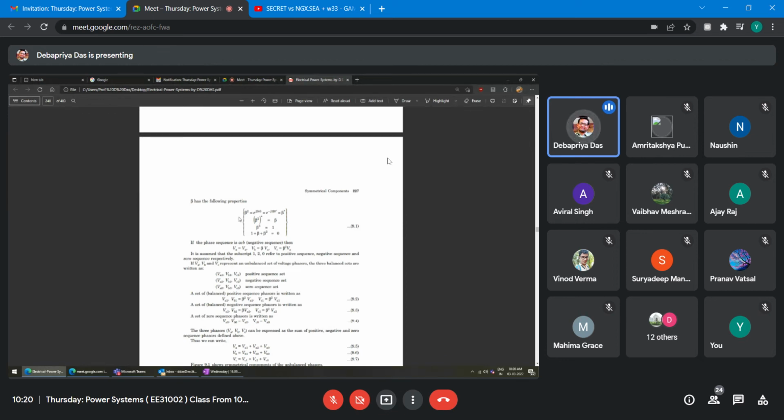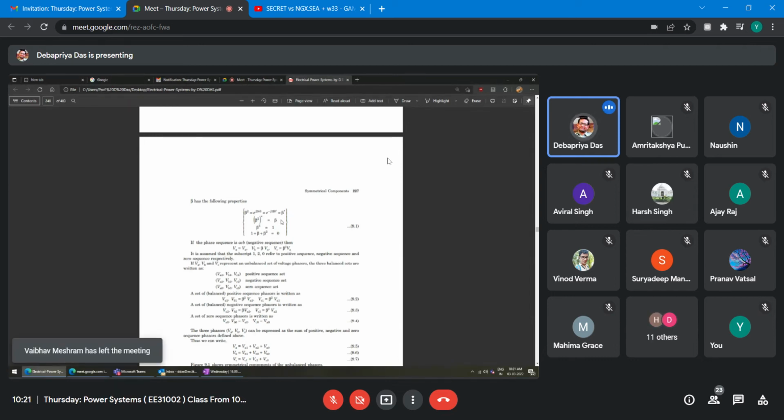So beta square is equal to e to the power j 240 degree. It is lagging, so beta square is equal to beta conjugate, because beta square is equal to e to the power minus j 120 degree. So it is nothing but beta conjugate, and beta square conjugate is equal to beta. Sometimes this property is required, right?